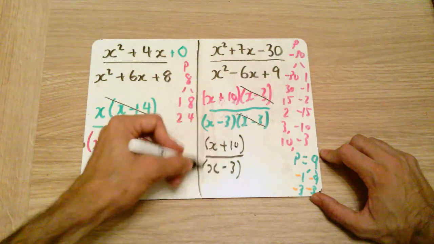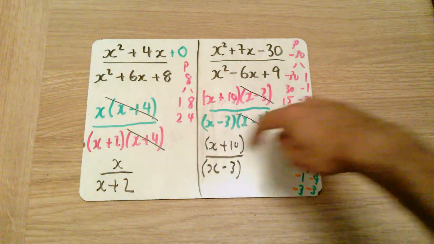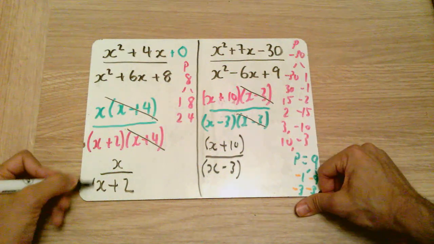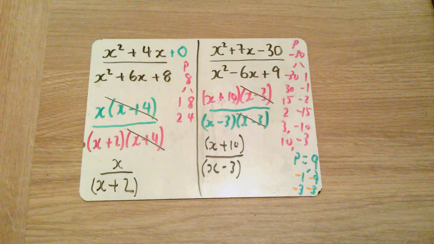Very, very common thing here sometimes, which I've seen people do, is they start cancelling out the x's. You can't do that because these are in brackets. Even over here, this x plus 2 is technically in a bracket. We can't cancel out this x with this x. So we have that scenario.